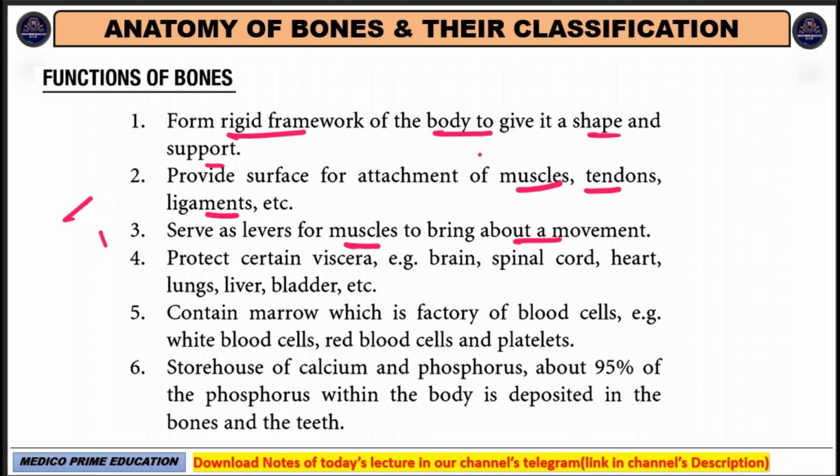I have already shown you in the previous lecture how the muscle attaches. First, it is attached to the tendon, and the tendon goes to insertion on the bone. It is attached like that. It protects certain viscera, for example brain, spinal cord, heart, liver, lungs. So this is protection to the visceral organs in our body, and bone contains bone marrow, which is a factory of blood cells.